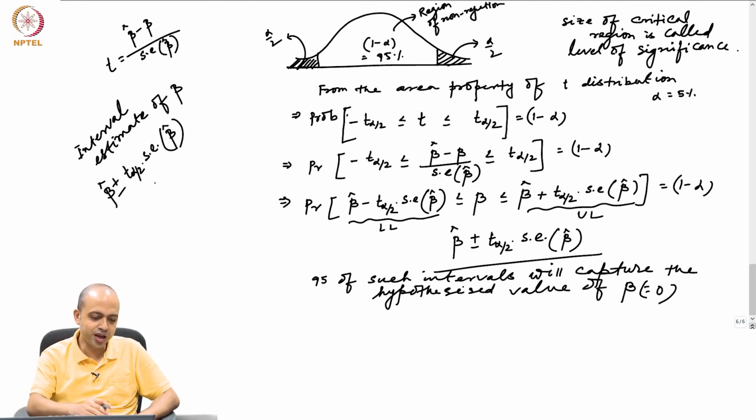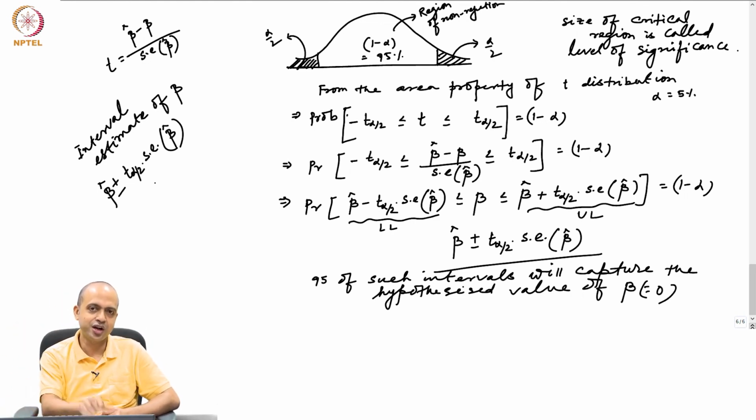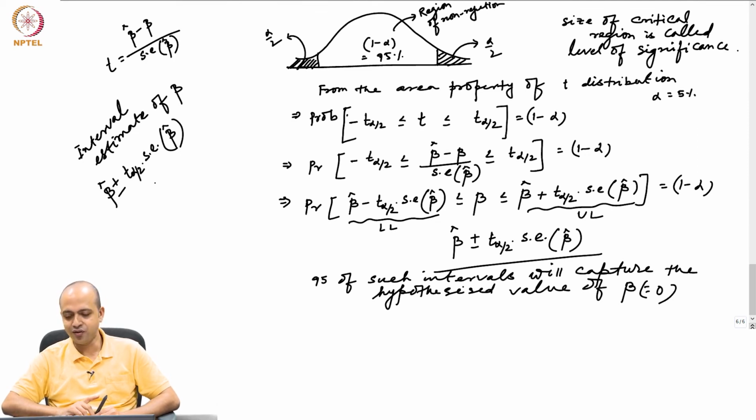So, this is an alternative to the point estimate, which is more reliable, because I can always represent the true population parameter by an interval rather than by only one point given by the point estimate of beta hat. This is how we can construct the interval estimates.